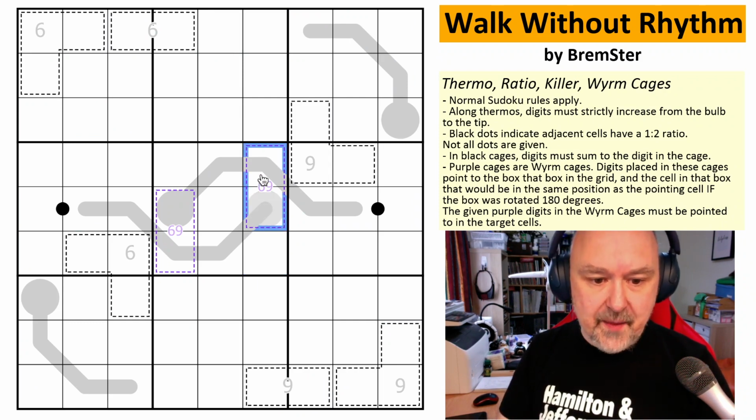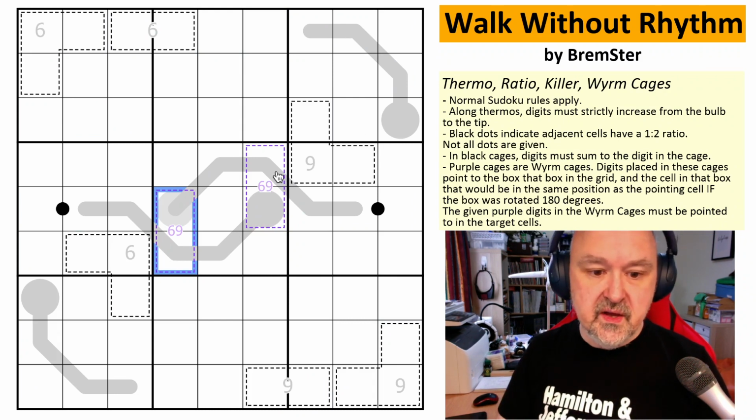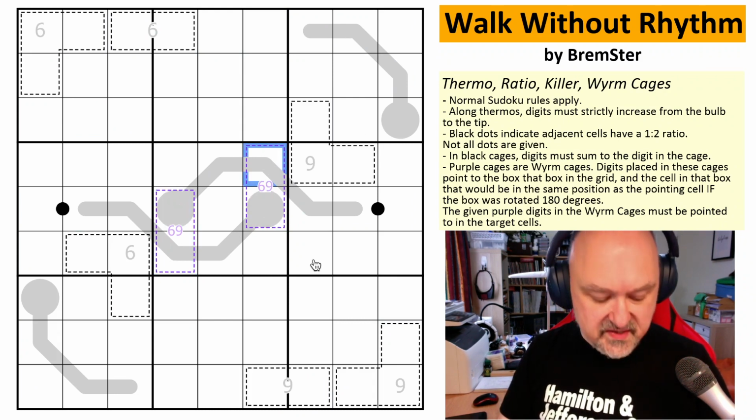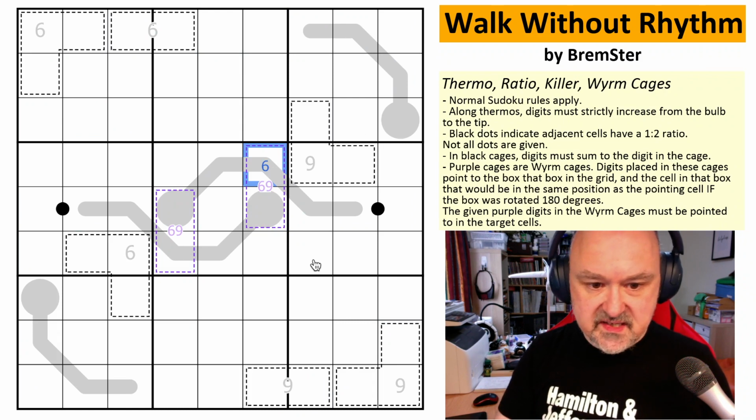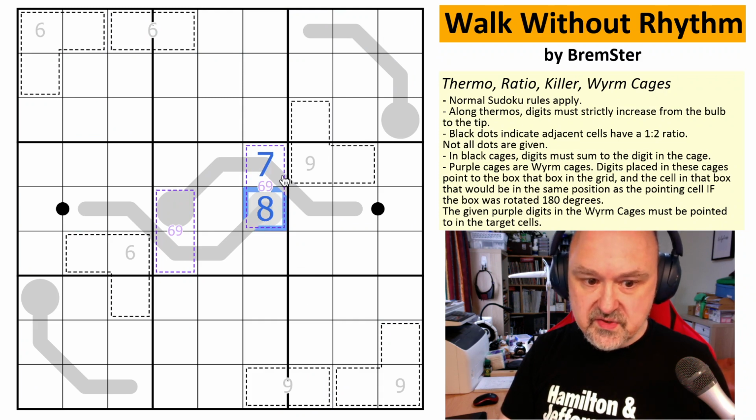So what will happen is the digits we will place in these cages will point to other cells in the grid. So let's, for example, say we were to put a 7 and an 8 into here, ignoring the thermos. Now, these are going to point to boxes 7 and 8. So the digits you put into these cages will indicate which boxes of the grid you are pointing to.